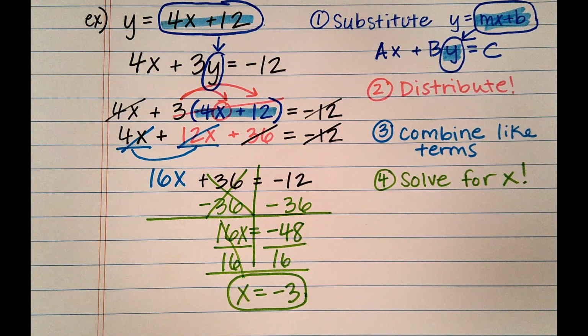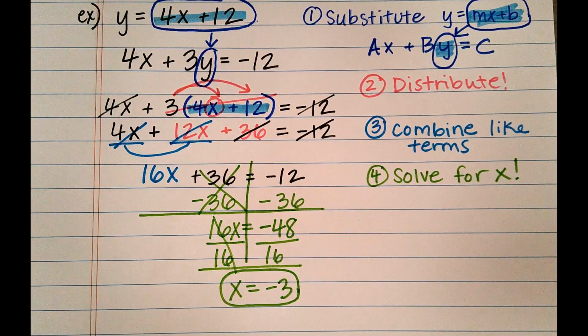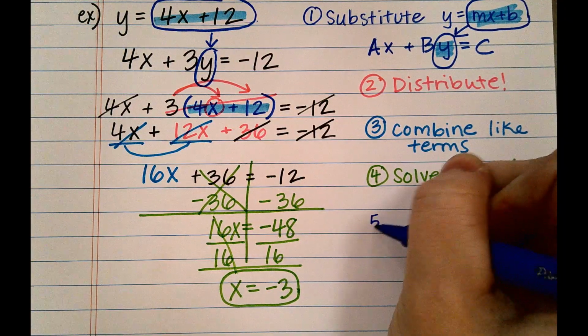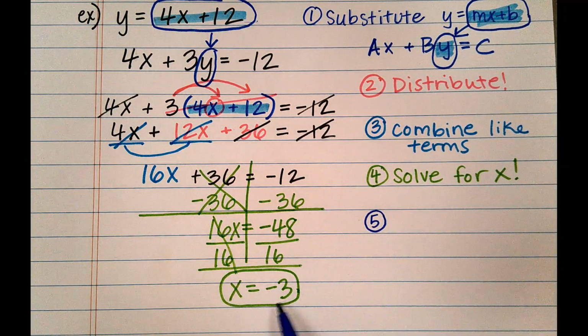Okay, so we have our x value. This is where the problem starts to feel long because we just did all that, but we do still need to solve for y. This last step, though, is very quick. So once we have x, I'm going to write this as step 5.